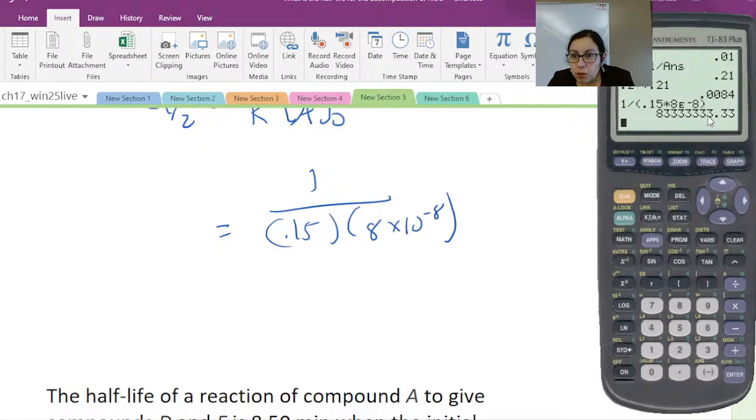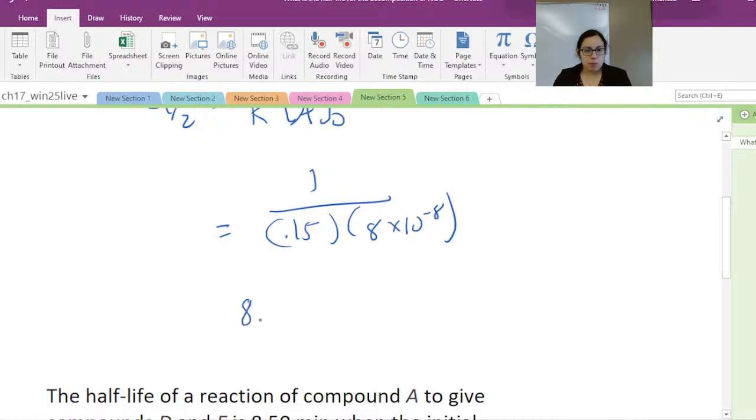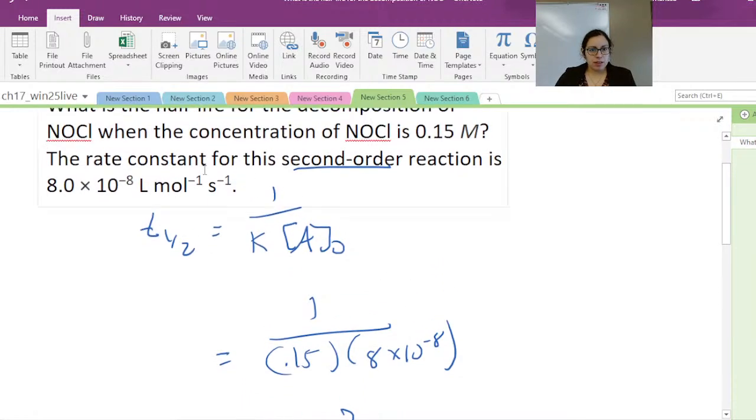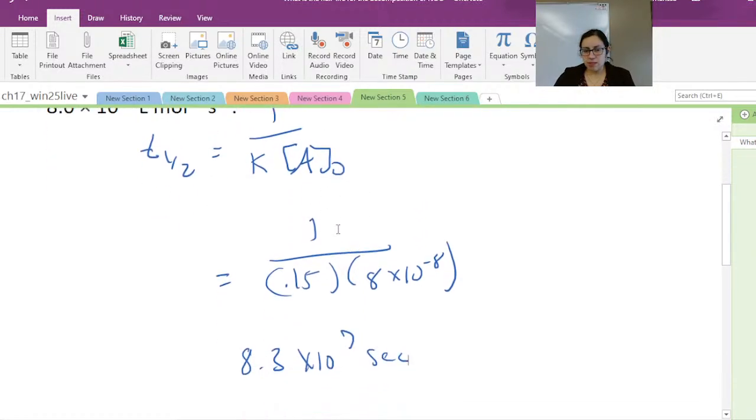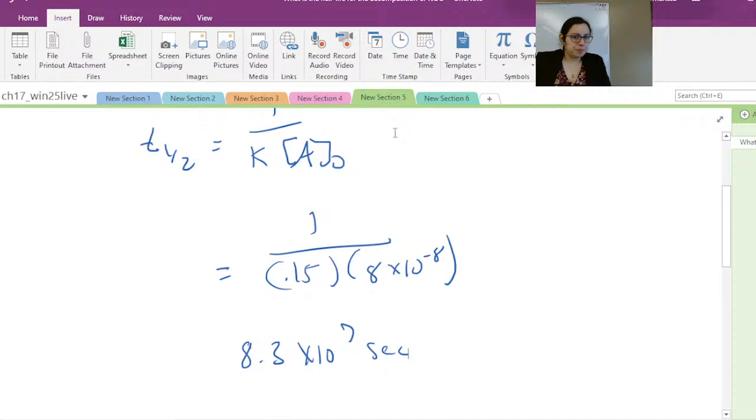So what is that? 1, 2, 3, 4, 5, 6, 7. So 8.3 times 10 to the 7th seconds there for a half-life. And seconds just because, right, that's consistent there. Questions on this one?